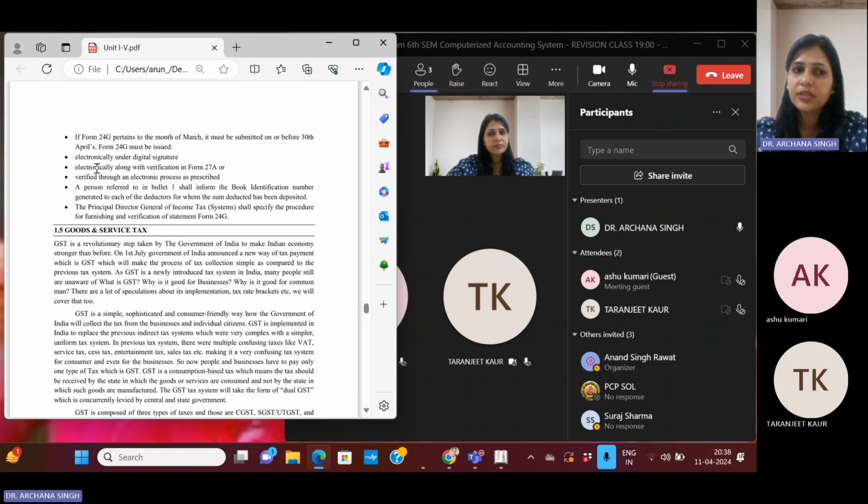Form 24G must be issued electronically under digital signature, along with the verification in Form 27A or verified through electronic process as prescribed. So person referred to in bullet 1 shall inform book identification number generated to each deductor from which some deduction has been deposited. So principal director जो जनरल इनकम टैक्स का वो स्पेसिफाई करेगा जो भी प्रोसेस है उसको वेरिफिकेशन को कंप्लीट करने के लिए और फर्निश करने के लिए ऑफ फॉर्म 24G का.